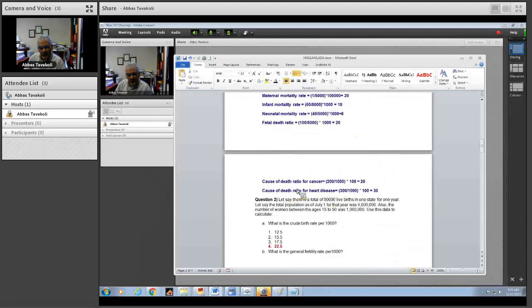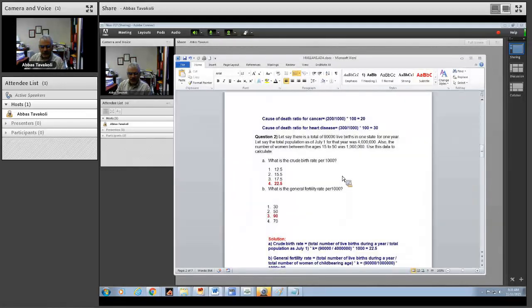Cause of death: you have cancer, how many died from cancer over total deaths, and how many died of heart disease over total deaths. You get 20 and 30. So those are the correct answers.